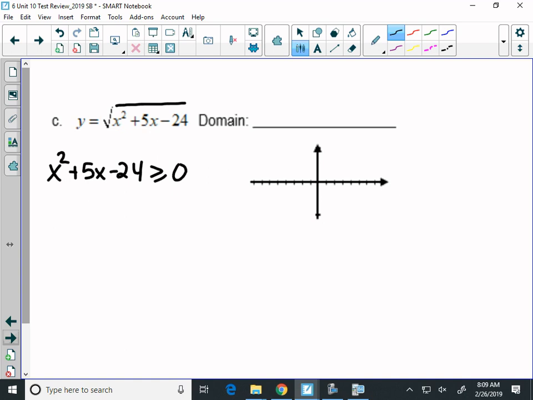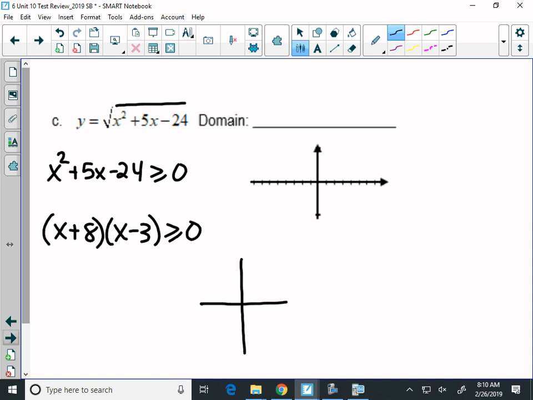Now, in order to find my domain here, I actually need to factor the left-hand side. That left-hand side is going to factor to be x plus 8 times x minus 3. Now, I want to know where that quadratic is greater than or equal to 0. So in order to do that, I'm going to use that quadratic inequality method from our last unit. I know that my x-intercepts of this quadratic from the zero product law will be at negative 8 and positive 3. So if I sketch this graph, I'm going to sketch a parabola that's opening up because our quadratic is positive, going through those two x-intercepts.